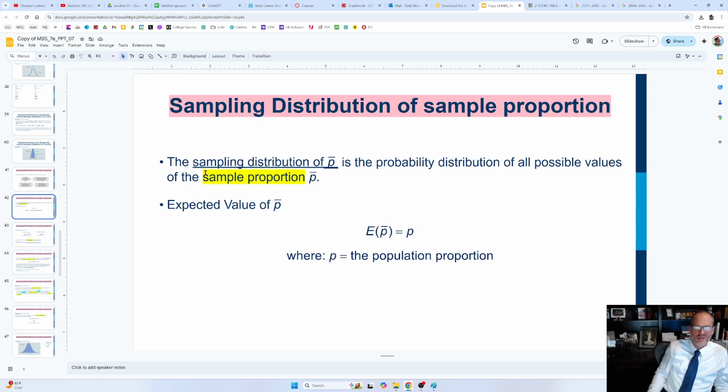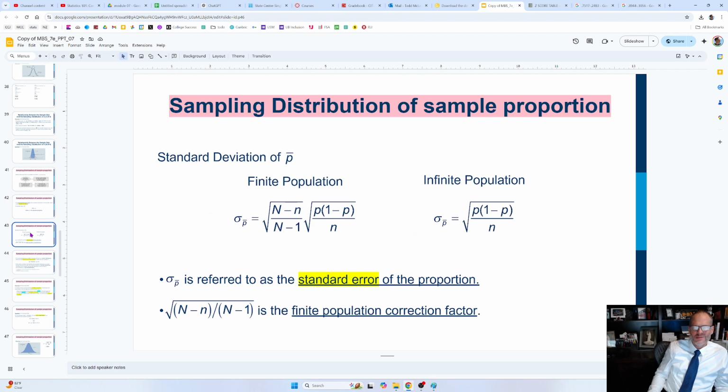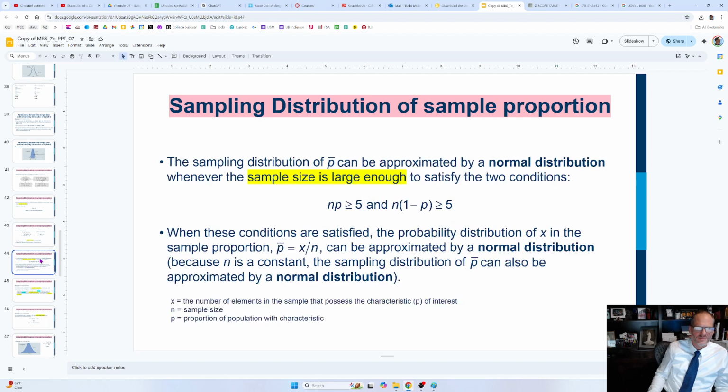So just like we did with the sample mean, same thing here. The expected value of the sample proportion will be equal to the population proportion. And then we have this finite versus infinite population with a finite correction factor. And this is the standard error of the proportion. It's the standard deviation of our proportions, known as the standard error, and this is how you calculate it right there.